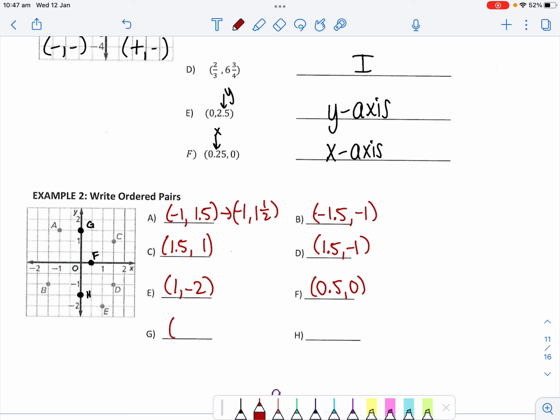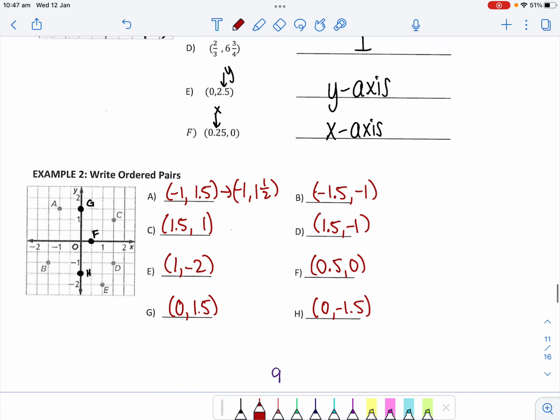For G, I'm at 0 and then went up 1.5. So I stayed in the middle and then went straight up. And then for H, the same thing. I stayed at 0 and went straight down. So it's going to be 0, negative 1.5. So that's identifying points on the graph.